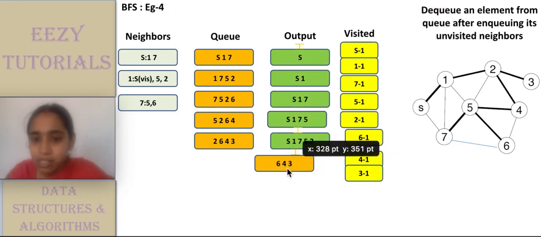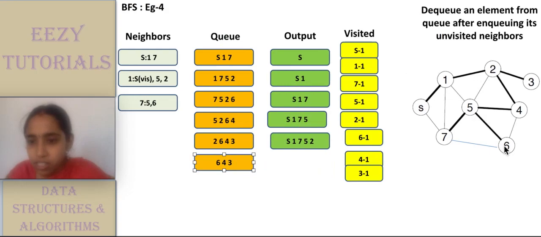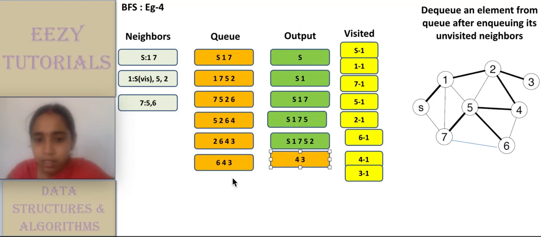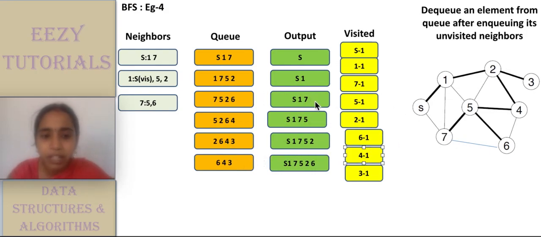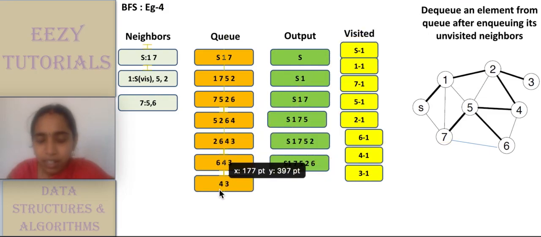Now the next element is 6. So I am seeing the neighbors for 6: 7 is already visited, 5 is also visited, 4 is also visited. So I can dequeue 6 to the output screen. So whenever we are dequeuing one element, the first element in the queue, we have to check for the neighbors. If the neighbors are already visited, we can leave. If the neighbors are not yet visited, we will be enqueuing them in the queue and then only we will be dequeuing it.